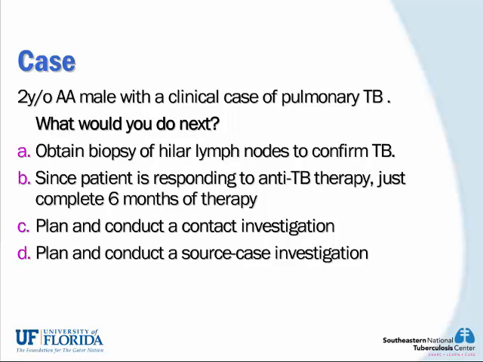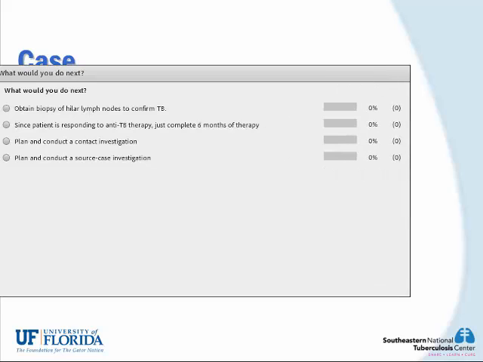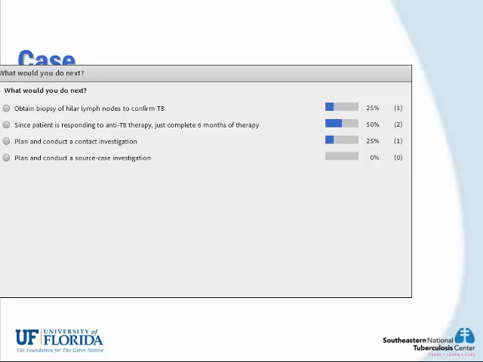So this is a case of a 2-year-old African-American male with a clinical case of pulmonary TB. So the question is, what would you do next? I would like for you to answer this question before we proceed. So the options are: obtain a biopsy of hilar lymph nodes to confirm TB; since the patient is responding to anti-TB medications, just complete the 6 months of therapy; plan and conduct a contact investigation; or plan and conduct a source case investigation.